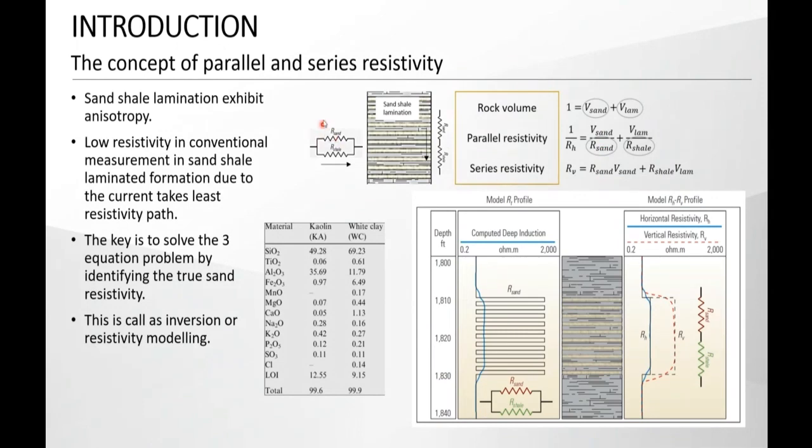So basically, sand shale lamination exhibits anisotropy. It means if you measure in a different direction, it will give you a different value. So here we have a horizontal direction and also vertical. Because of the configuration of sand shale lamination, it changes the layers between the sand and shale. That's why when we measure it horizontally, the resistivity tends to be suppressed because the current will take the least resistivity path.